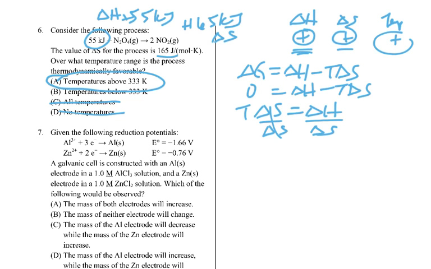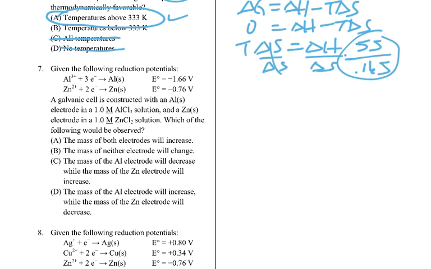So we can take these two values and put them in. Notice that this is 165 joules and this is 55 kilojoules. We would have to switch our values here. So we'd use 55 on top. We'd use 0.165 on the bottom. And we're going to get a value like 333. But we can tell anyway that it's going to be something above the 333 Kelvin.